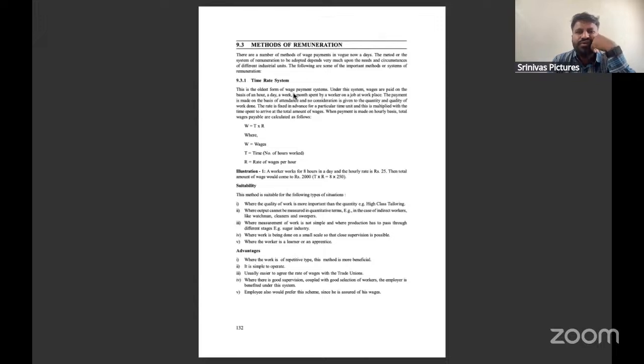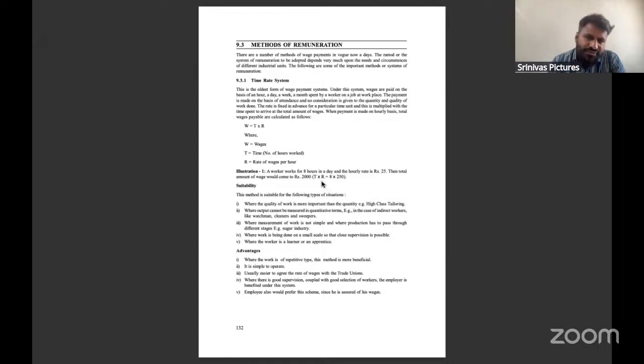Now, methods of remuneration. The first method is the time rate system. In this method, we are going to consider two factors, that is time and rate. What is the number of hours the labor is working? How much are we paying per hour? That is all we are going to consider.